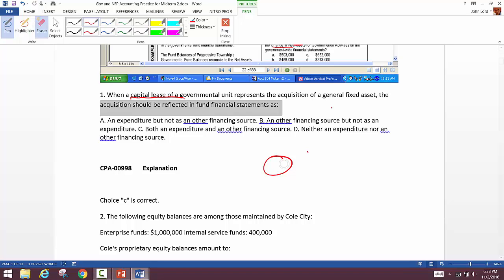You're going to have to know this, guys. I've got a little bit of a capital lease fetish. When you acquire a capital lease out of a governmental fund. Don't look in that book. Don't look in those notes.